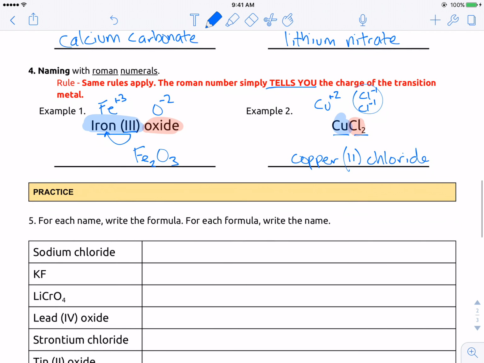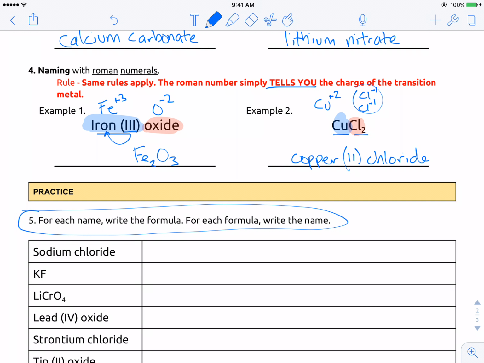And that's ionic naming. Try to give these a shot and see how you do. I'll post the key on Schoology.